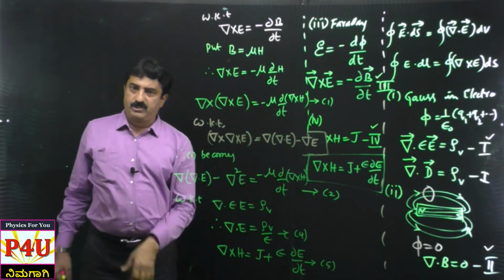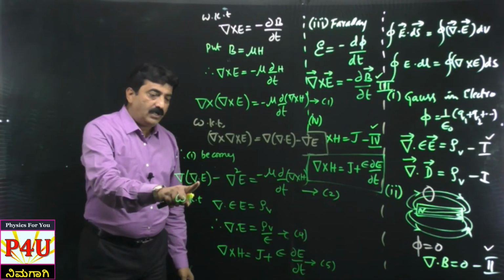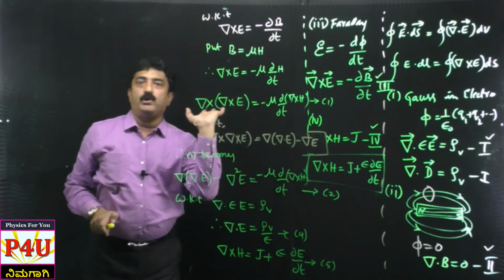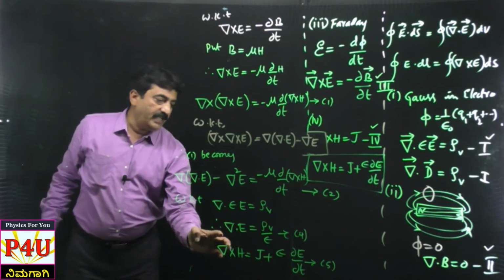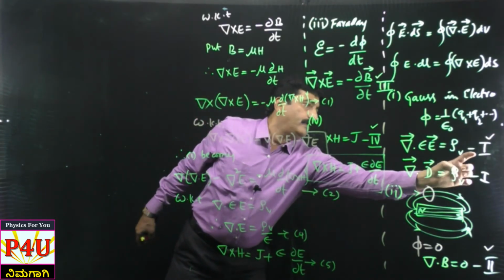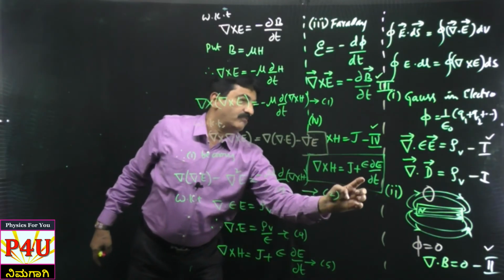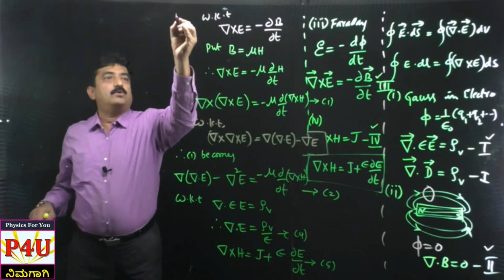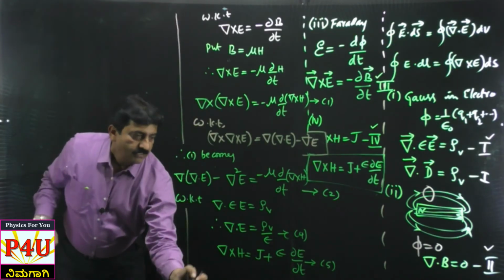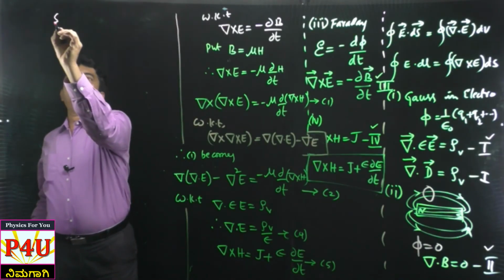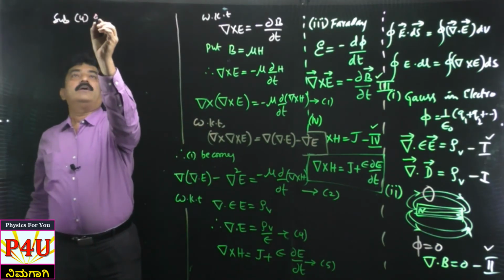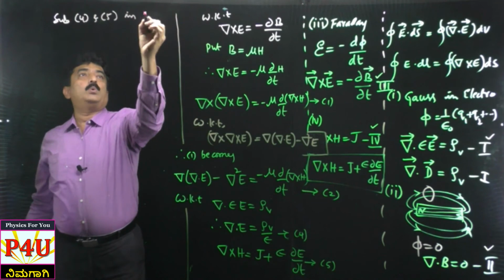So I have this equation number 2. Now I would like to replace del dot E and del cross H. Del dot E I have from equation number 1, and del cross H I have from equation number 4. Correct? Okay, dear students, let us go ahead. Well, substitute equation 4 and 5 in equation 2.